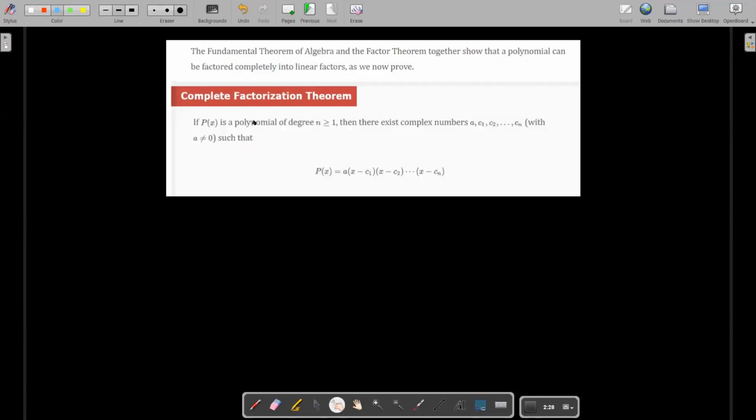All right, so the fundamental theorem of algebra and the factor theorem together. The factor theorem is what we did last section. The factor theorem is what I said that many of you will struggle on, and if that's not coming to you very clear, email me, meet with me, we'll talk about it, okay? But anyways, moving on. The fundamental theorem of algebra and the factor theorem together show that a polynomial can be factored completely into linear factors, as we now prove.